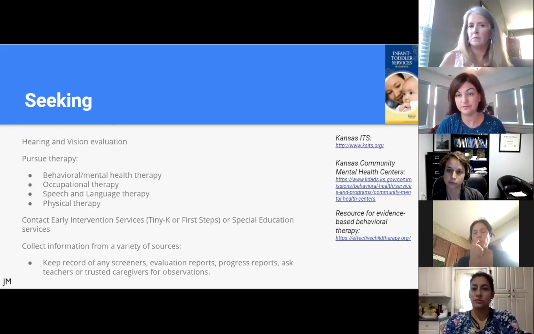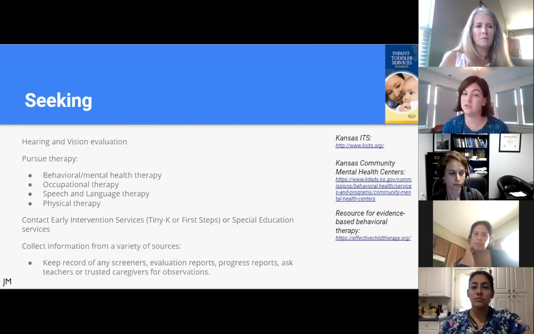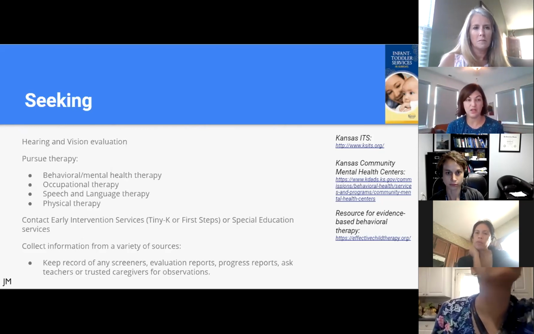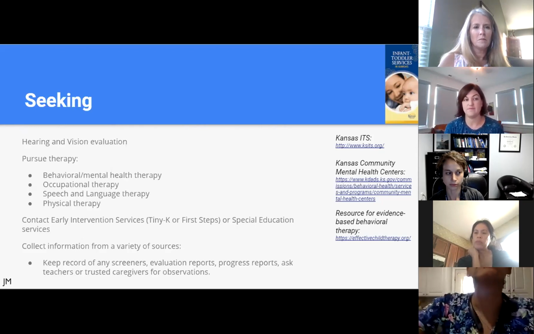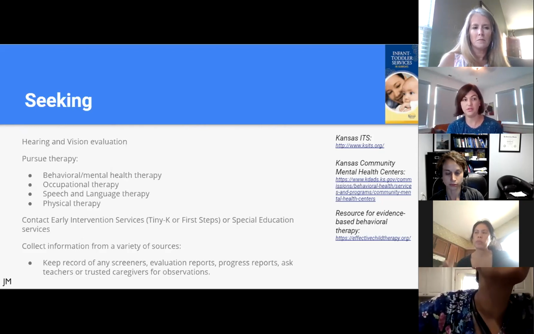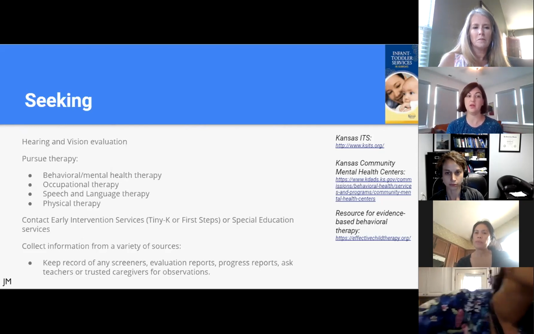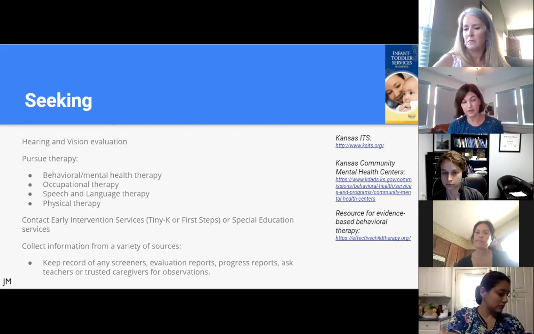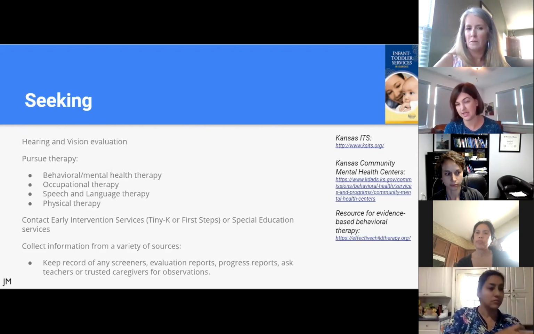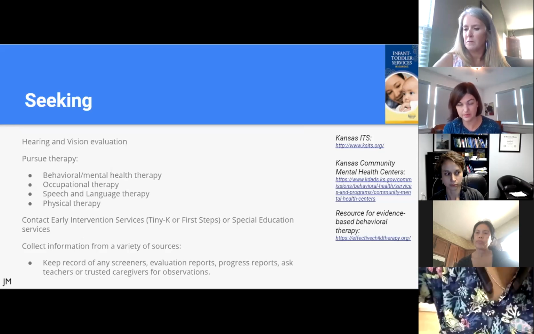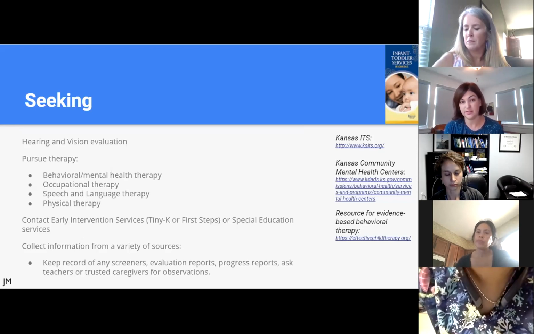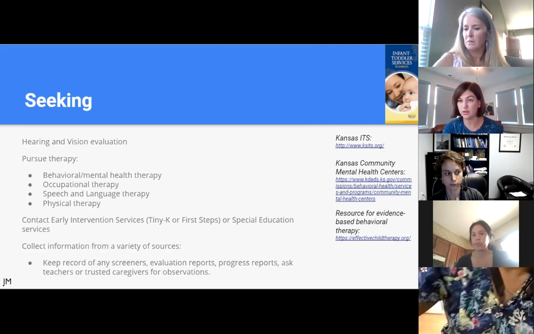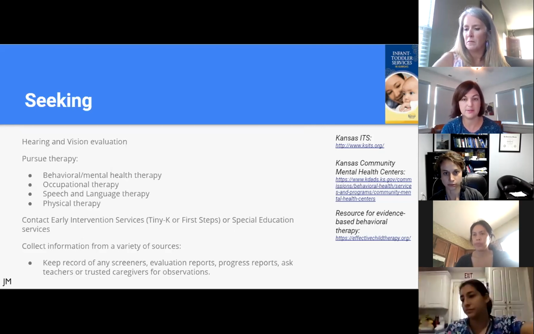The other thing is there's a lot of wonderful therapeutic options out there that can be pursued through private insurance. So like behavioral mental health, occupational therapy, speech and language therapy, physical therapy. And then there's wonderful programs like early intervention services in Kansas, that's called Tiny K, and in Missouri, it's called First Steps. And families can also access services through the school district, through special education services.